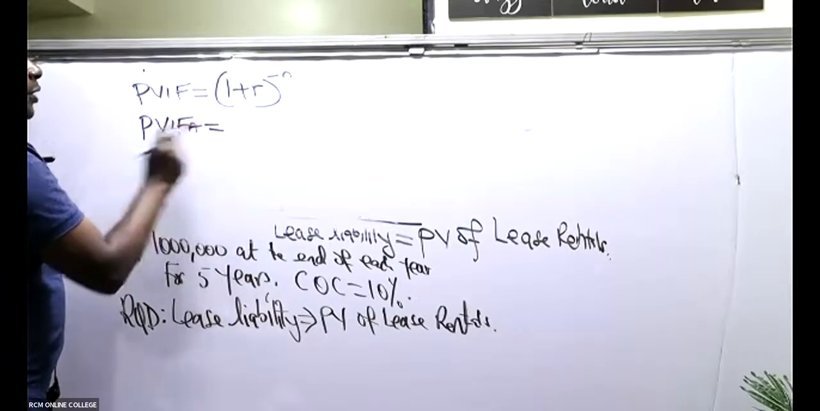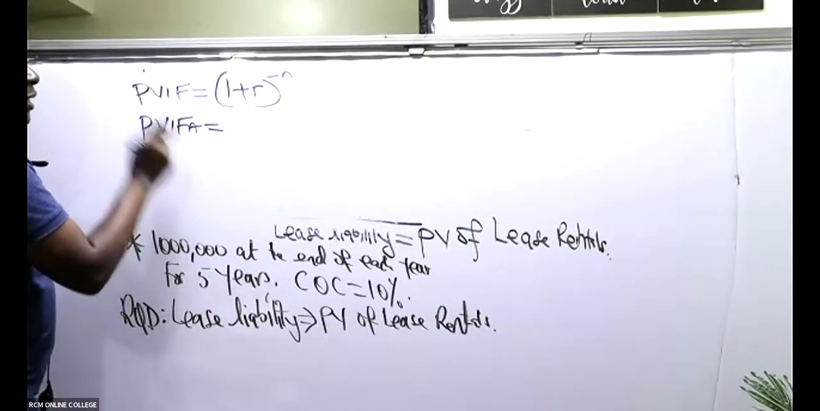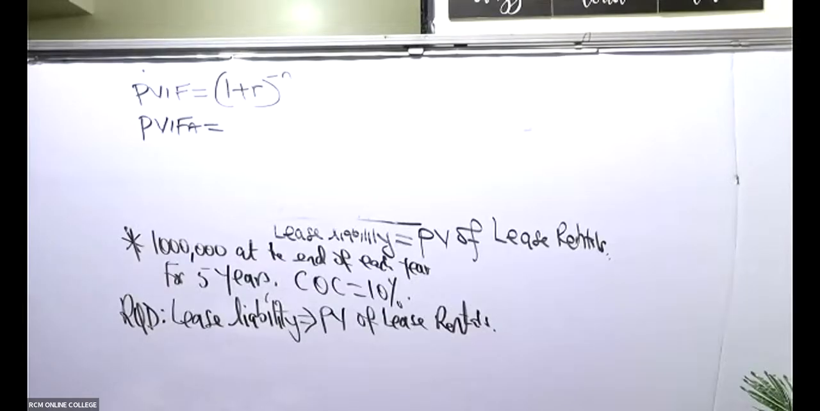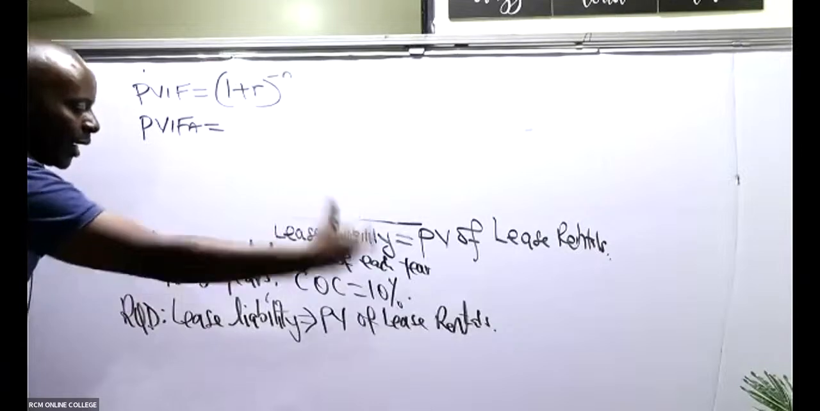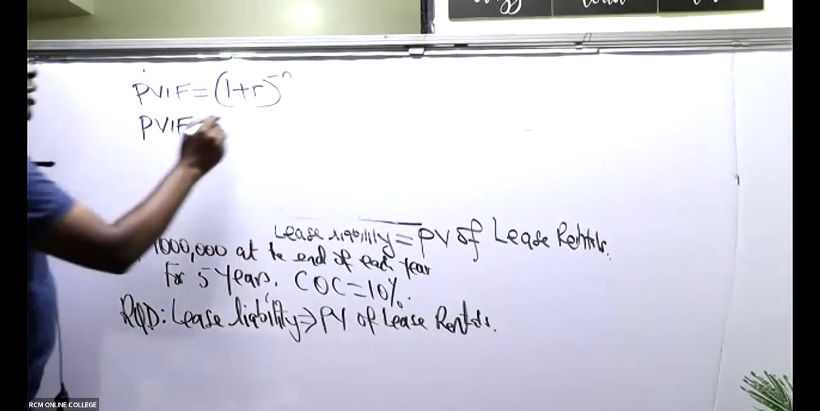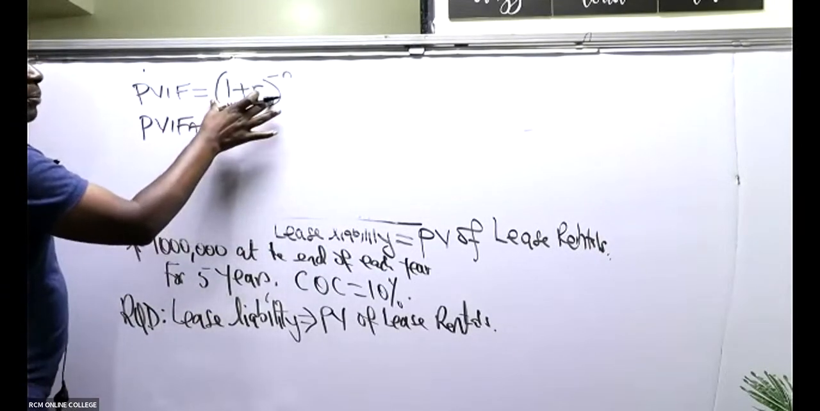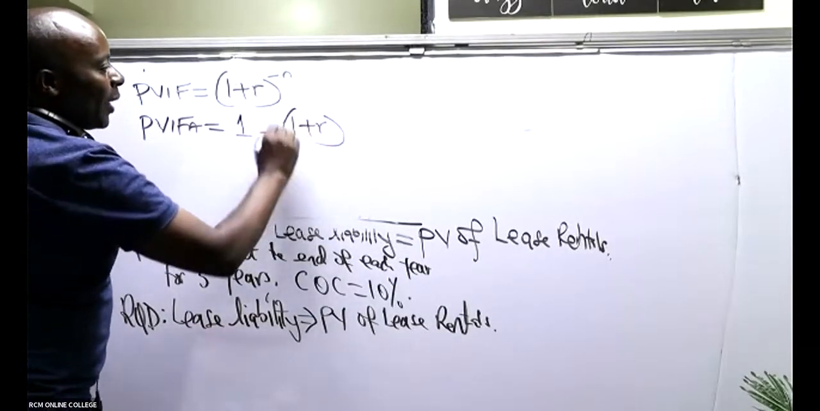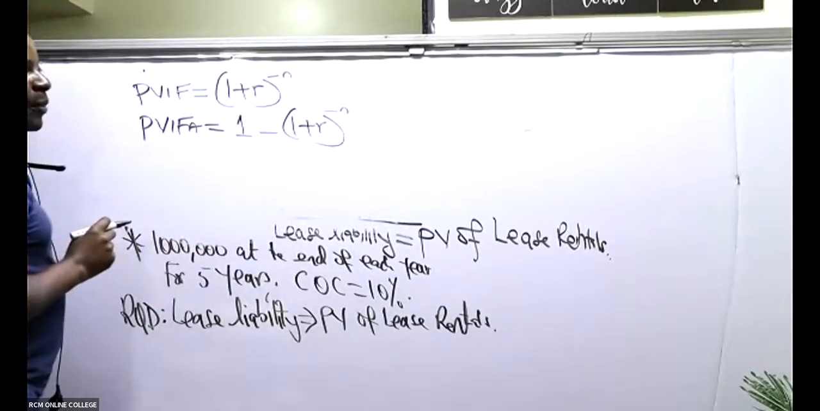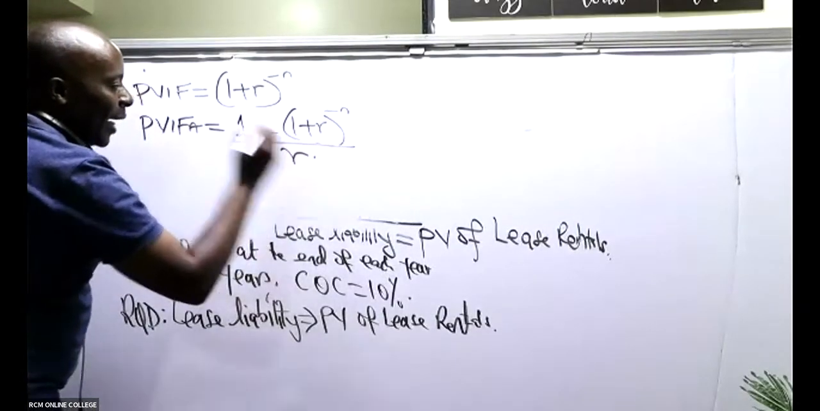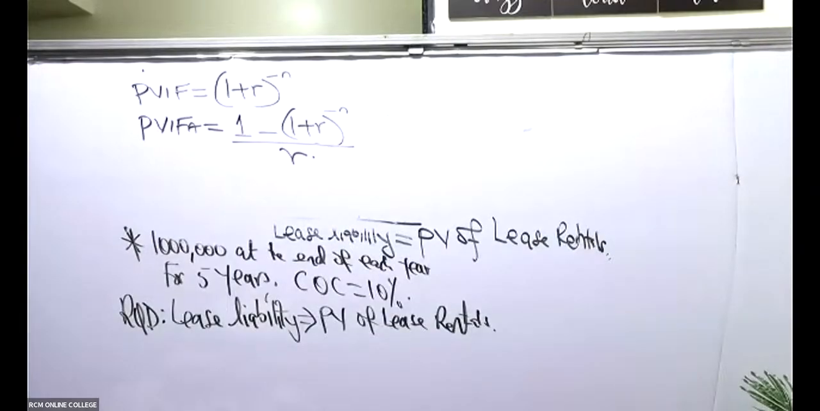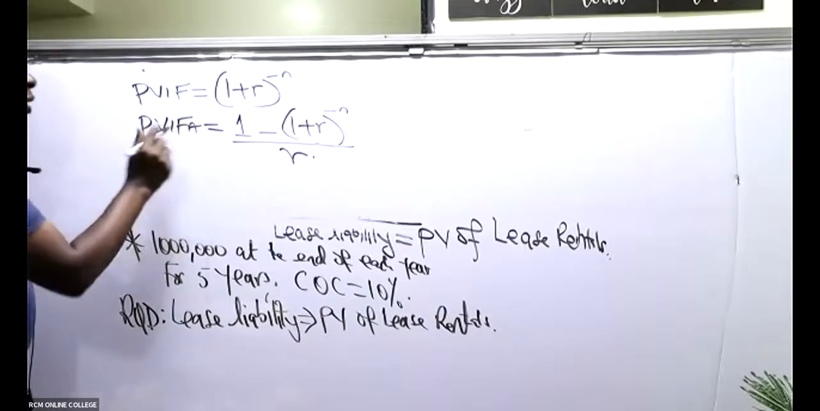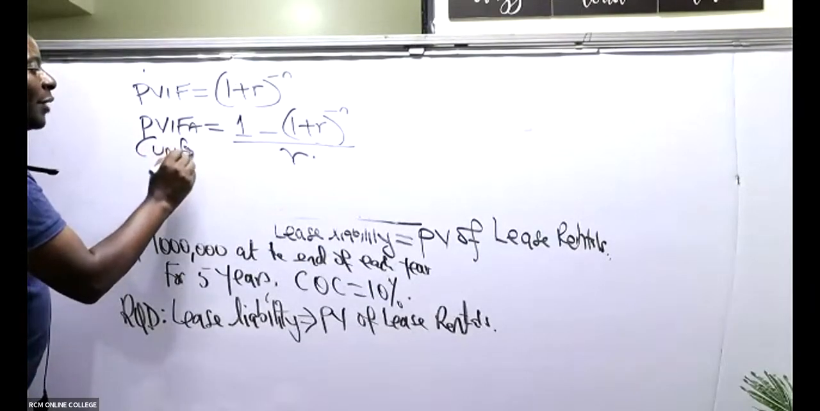How about present value interest factor of an annuity? Like now, this is $1 million every year. So it's an annuity. If it's an annuity, we shall take 1 minus this simple formula. Our simple formula is 1 plus R raised to negative n, and then everything is divided by R. So this is the present value interest factor of an annuity for those uniform cash flows.